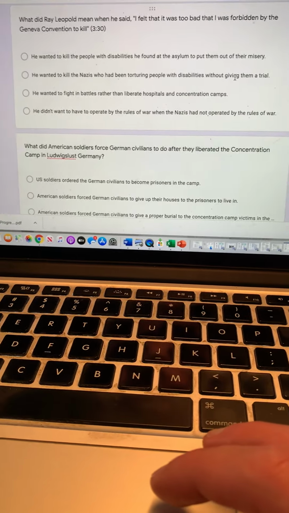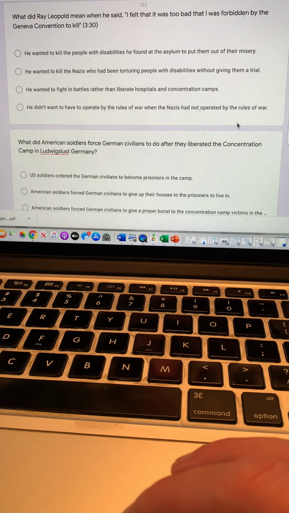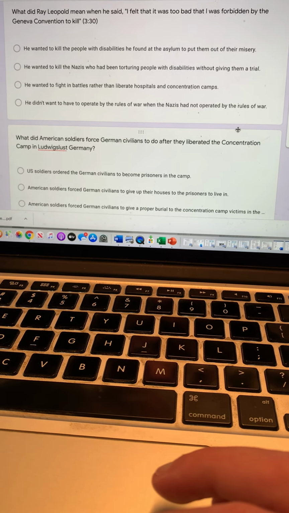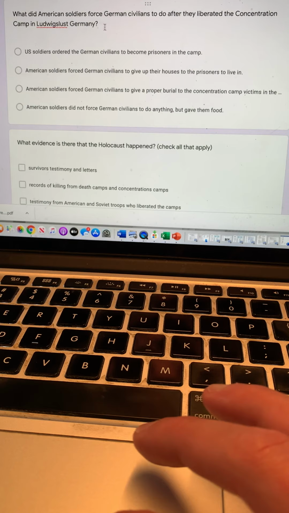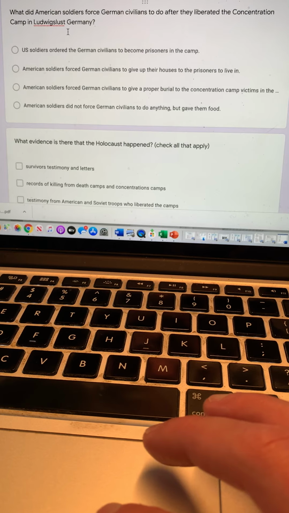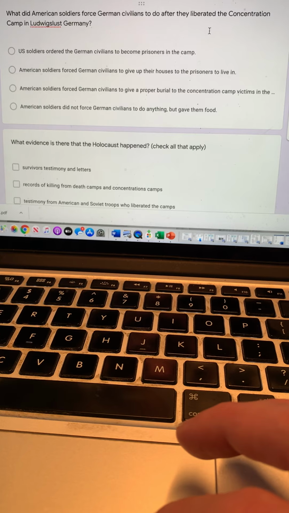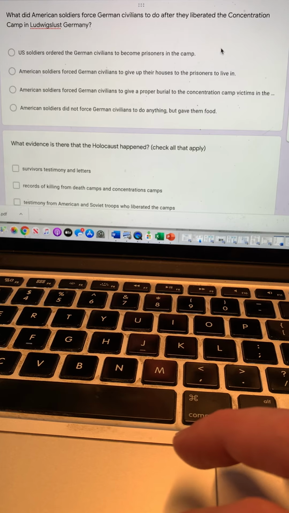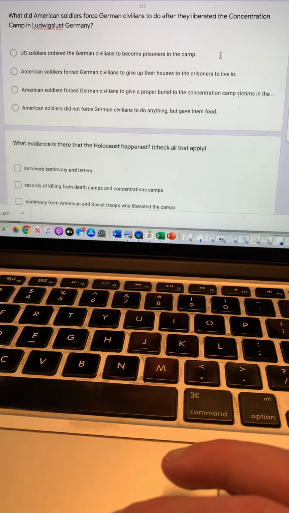We'll see next week that the Nazis go on trial after the war, and we'll see why it's important to have a judicial system where justice is given. Later, many of them are put to death after a trial. What did American soldiers force German civilians to do after they liberated the concentration camp Ludwigslust in Germany? Here you'll see another veteran talk about what they forced the German civilians, the people who lived in the village, to do when they discovered the concentration camp next to their village.